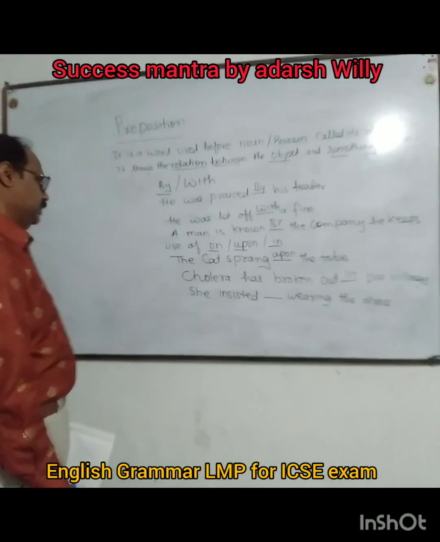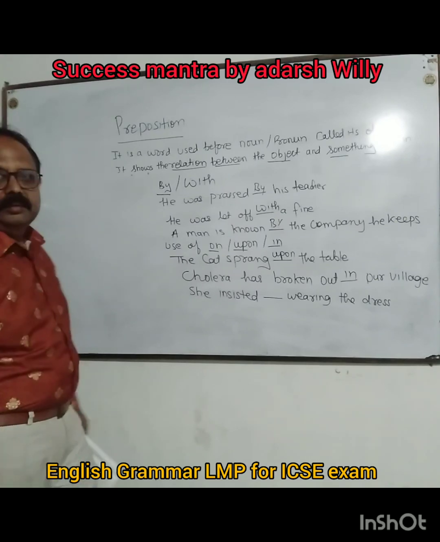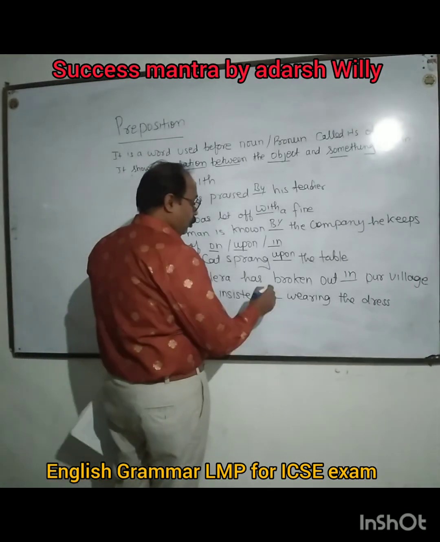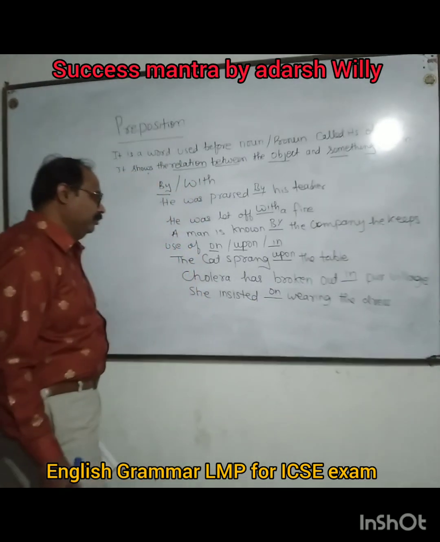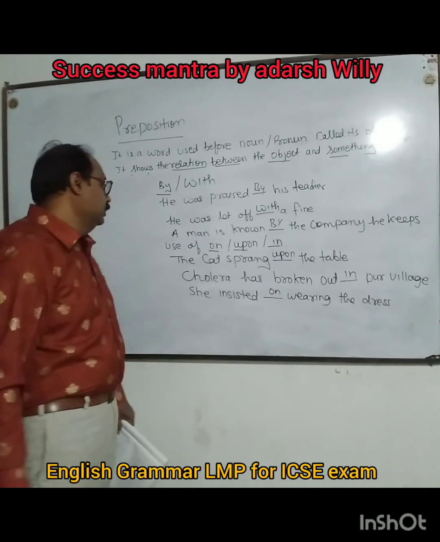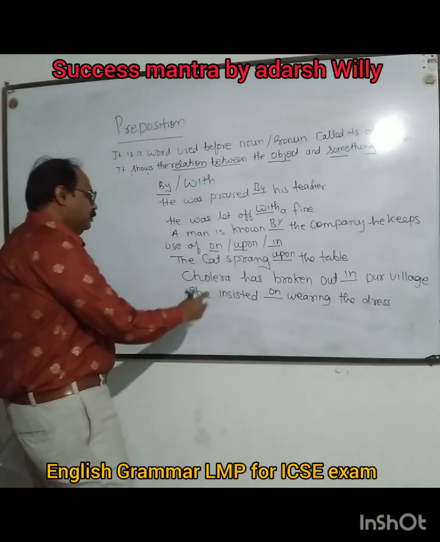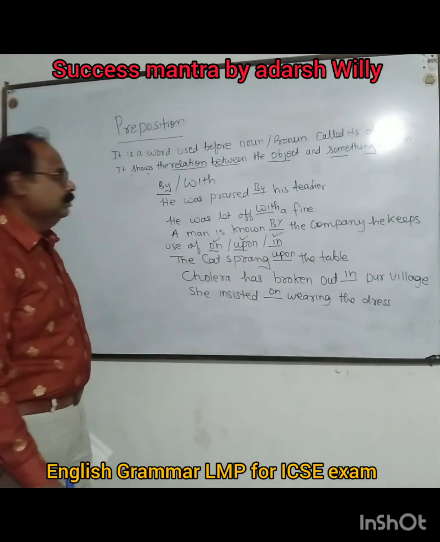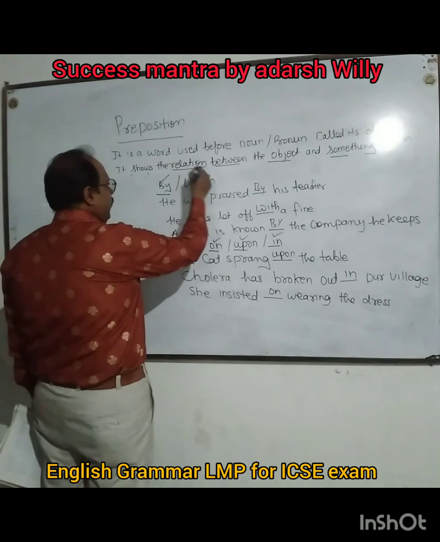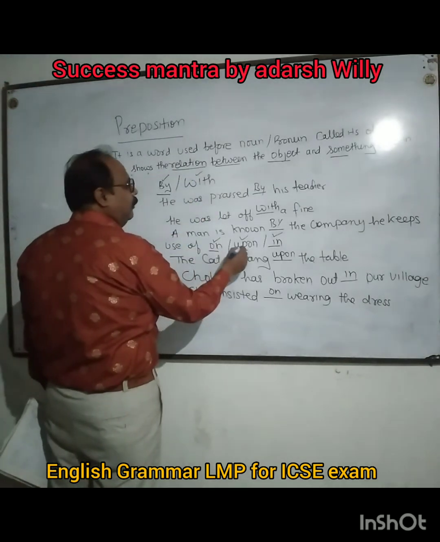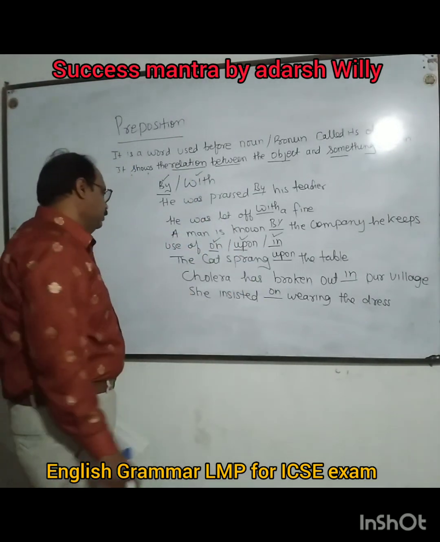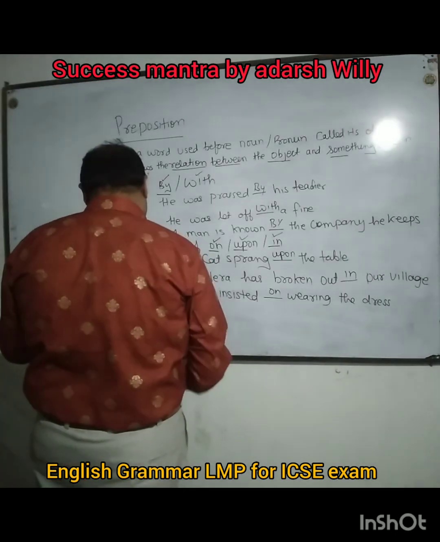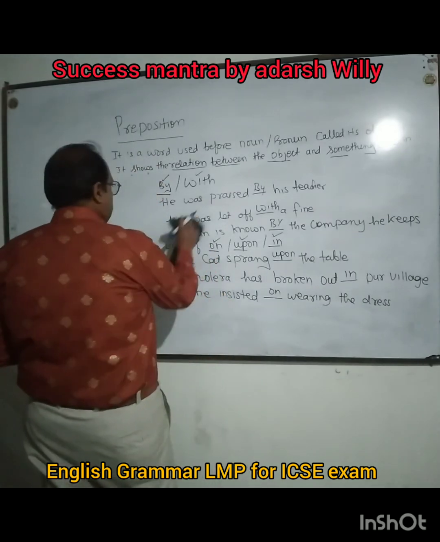And she insisted dash wearing the dress. Sir, in. On. On will come here. Okay, she insisted on wearing the dress. So this way we use these prepositions on, upon and in. Okay, got it all of you? So the use of by and with, and this is the use of on, upon and in. Now the next one that we have over here is the use of up, at, for, from.